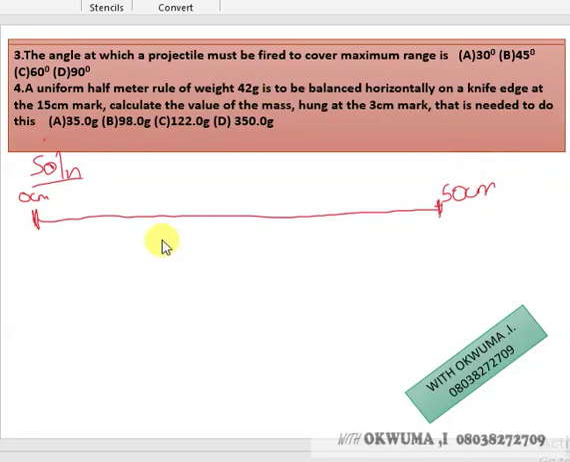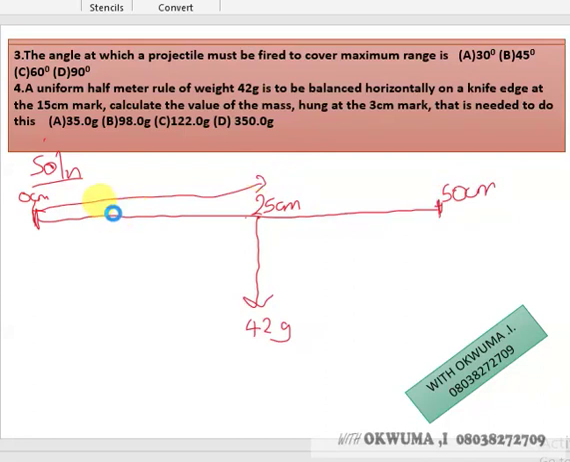Now, this half-meter rule, the weight is 42 grams. And remember, for a meter rule, the weight normally concentrates at the center. So the weight is what? 42 gram. So if the weight is at the center, that means from here to here will be how many? 25 cm. The center of gravity.